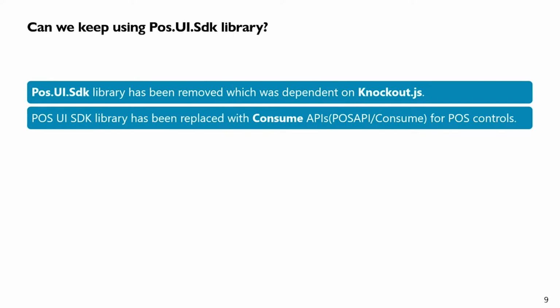It is not possible to use the POS UI SDK library in the extension solutions. You will need to migrate any references to the POS UI SDK library. We now have a different way to use the POS controls in extensions. In your extension, you should do a global search for the POS UI SDK. For each reference to POS UI SDK, replace the use of the POS UI SDK control with the approach that uses POS controls from the POS API consume controls.